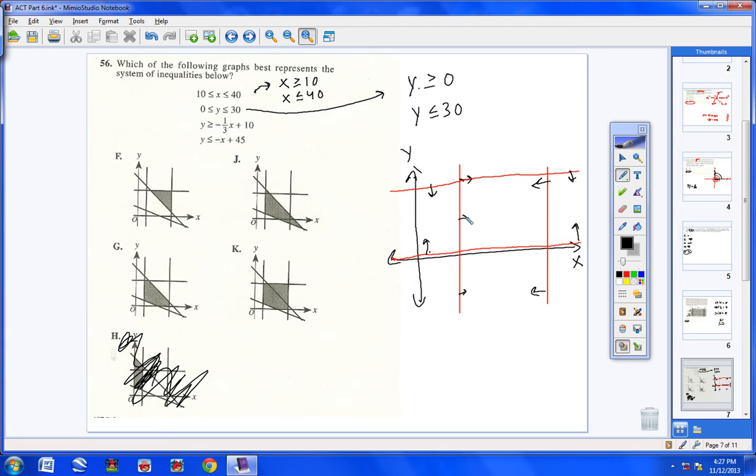I know I'm going to shade this way, this way, this way, and this way. So now I'm looking. All of these fit that description. So far everything is shaded. No, this one doesn't. My fault.